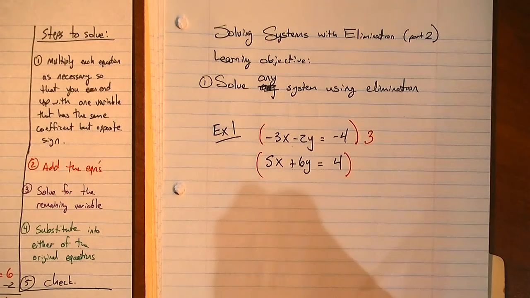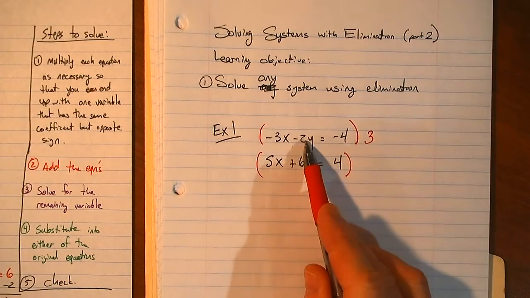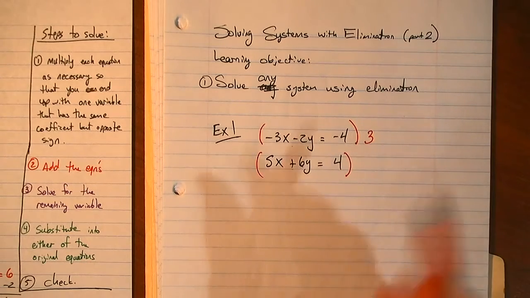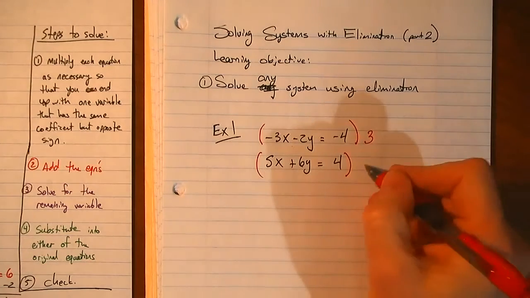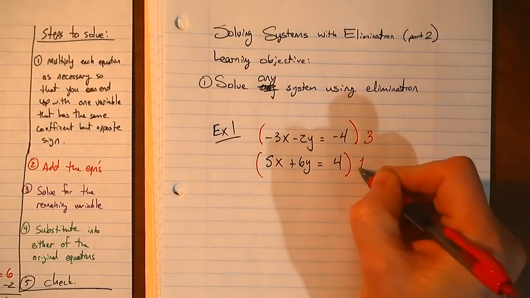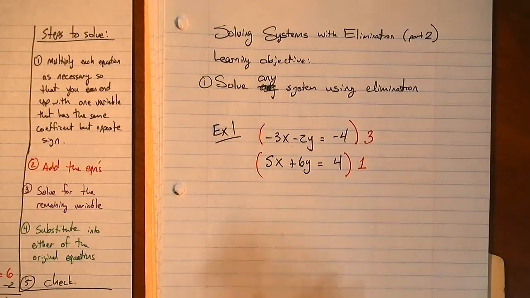So the signs are already opposites of each other. So if I just simply multiply this by a positive 3, I'll be good. Now, like I said in the last video, when you're first learning this, some students find it easier to say, I'm going to multiply this thing by 1, because they like to think about the fact that they're multiplying both equations. That's optional. You don't have to do that. Obviously, anytime you multiply by 1, nothing changes.